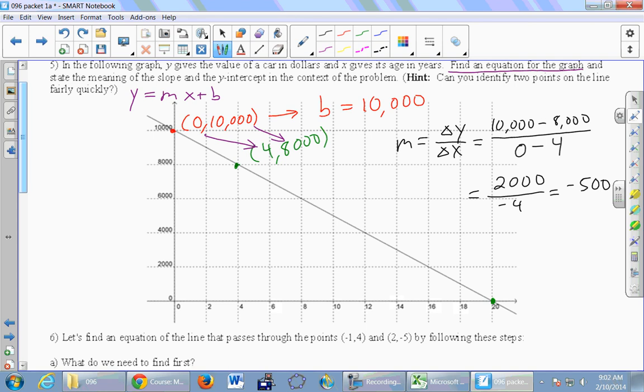And once you have the two pieces of info that we need, it's really easy to just plug back into our purple equation. I'll write it again. y equals mx plus b. What's the m? Negative 500. We copy the x. What's the b? 10,000. That's it. Questions on getting the equation from a graph?